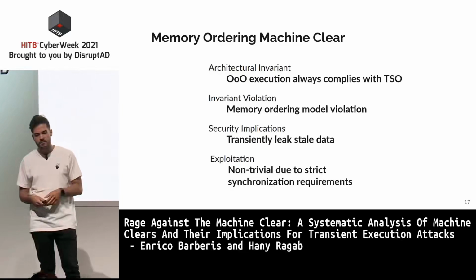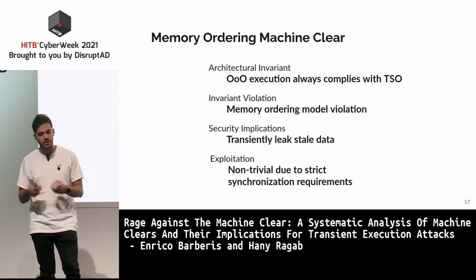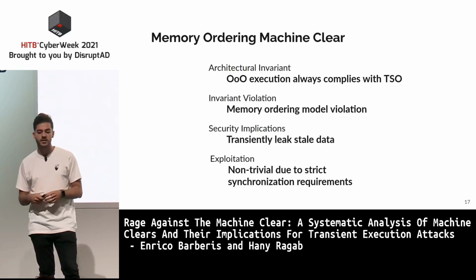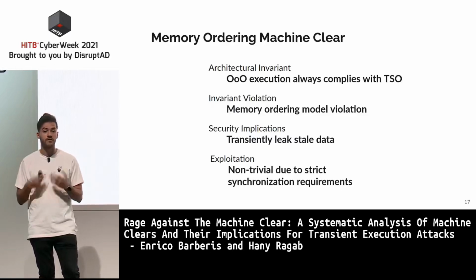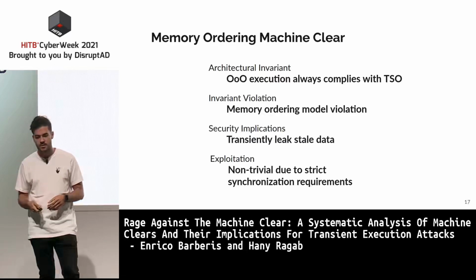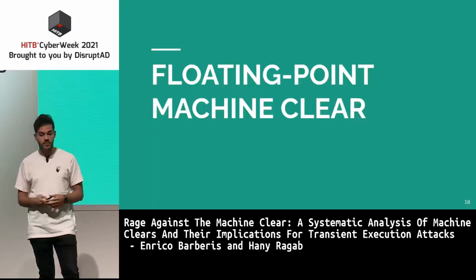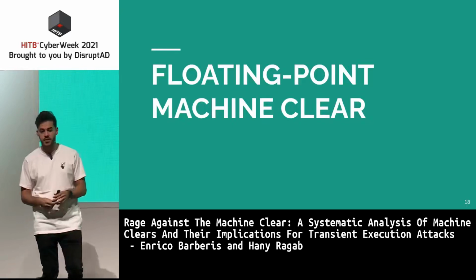And this type of machine clear is non-trivial to exploit. We tried many times, but it's not easy due to the strict synchronization between the 2 cores that needs to be so precise, even more on the microarchitectural level, to violate the memory order model. Now I'll hand over to Enrico, who will tell you more about this third type of machine clear we're presenting today.